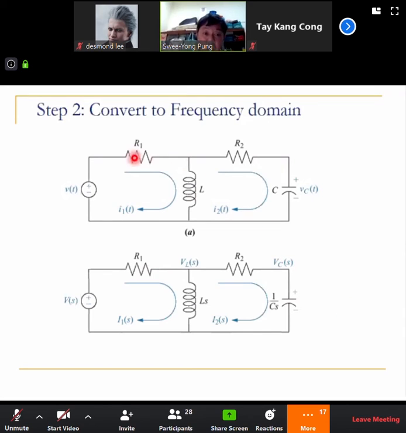Resistor remains the same. R2 here is R2. L in time domain is LS. C is 1 over CS. And we change here to Vs. We change here to Is, I1s, I2s. All right. Questions? Can follow? If no questions, we'll move on. If you have questions, please ask here.